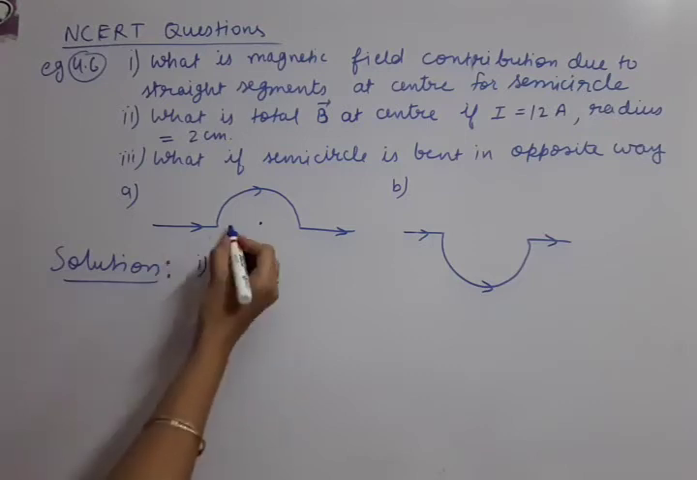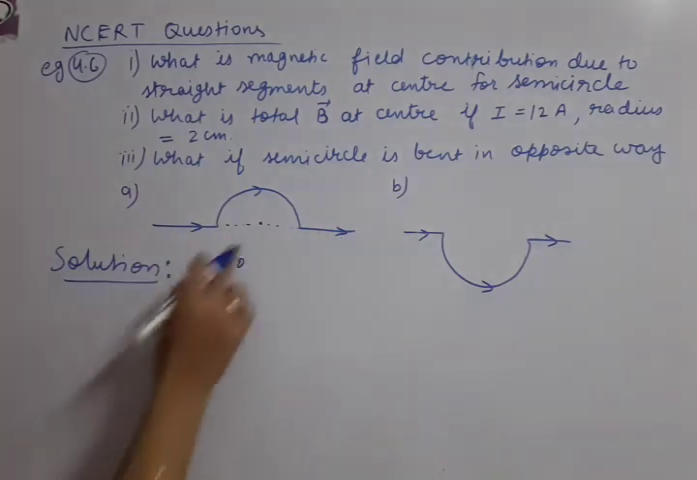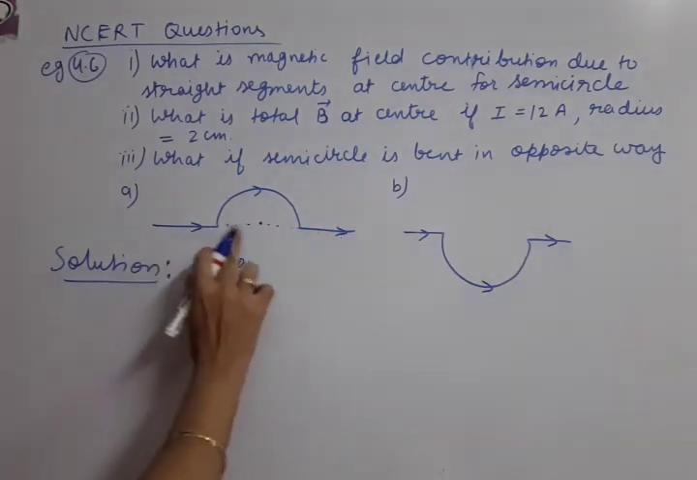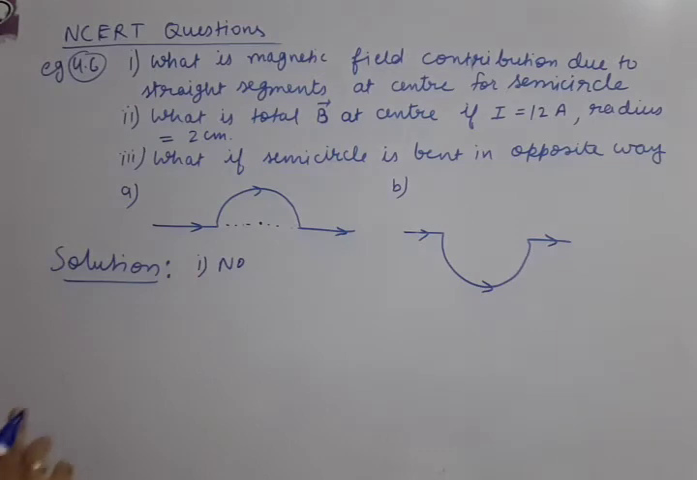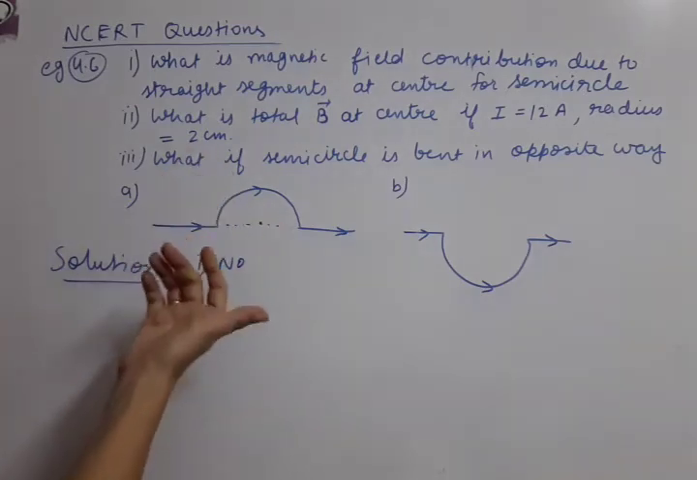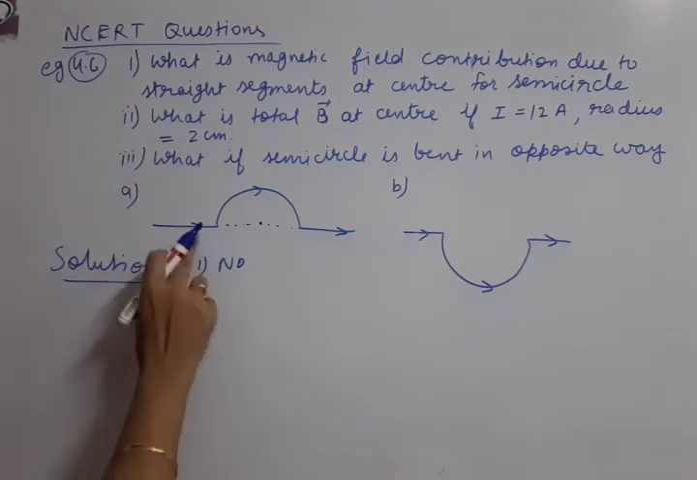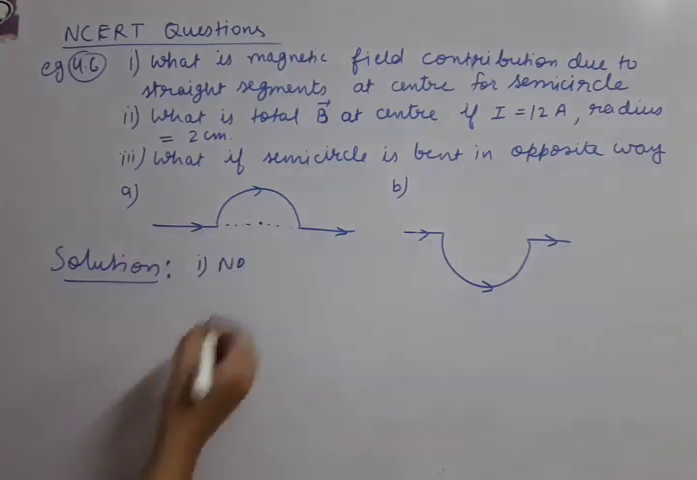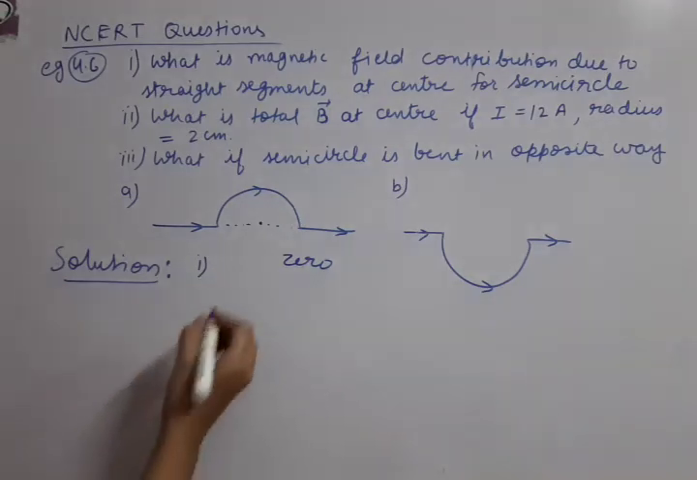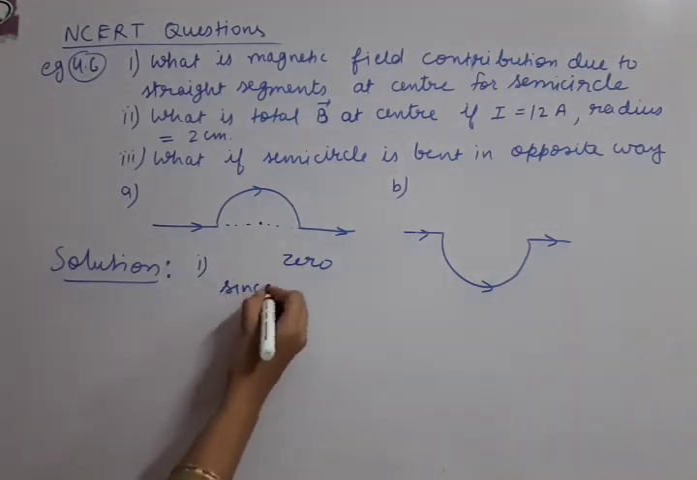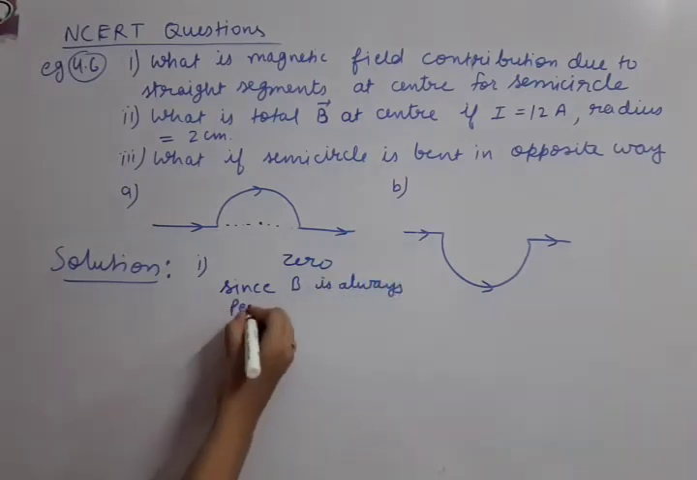Why? Because this point which is the center is along these straight wires. This point, which is center, is along these straight currents. So magnetic field due to any current is never along the current direction. It is always perpendicular to the current direction. So due to straight segments, magnetic field contribution is 0. So 0 contribution you have to write, since B is always perpendicular to current.